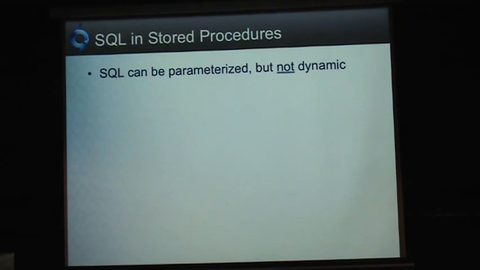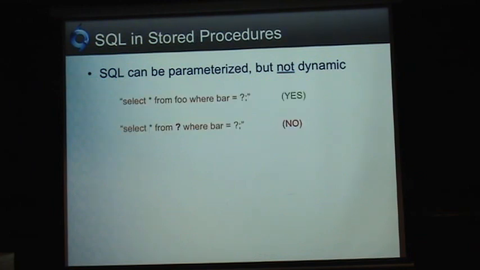SQL and stored procedures. We took a quick look at a stored procedure. The important bullet here is SQL can be parameterized, but cannot and will not be dynamic. What that means to you, select star from foo where bar equals question mark. We can flip that in at runtime, but you cannot dynamically pick which table you're going to run from. Can you do that in Java though? No. Like you can't say select star from dollar table or whatever.